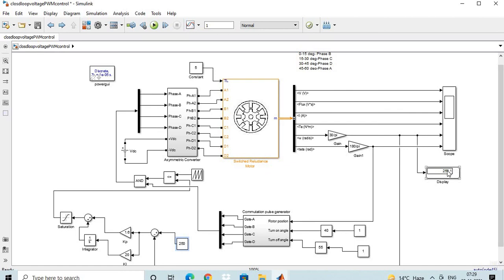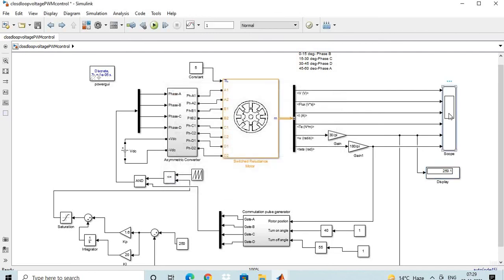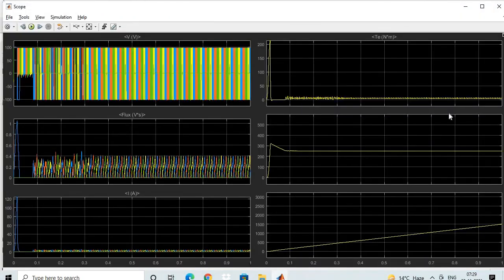Again, if we go through the characteristics, this is the voltage characteristic, flux characteristic, and current characteristic. As we have discussed, the current and torque are initially high, then become equal to the rated value. But since we have given a reference speed of 250 rpm, the speed again becomes constant at 250 rpm.